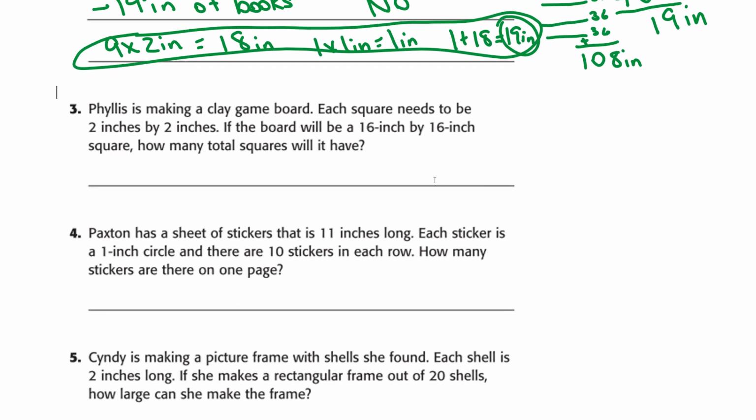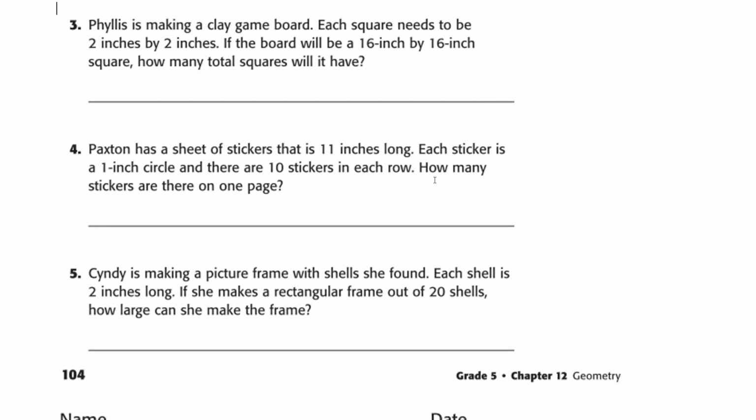Okay? Let's read number 3. Phyllis is making a clay game board. Each square needs to be 2 inches by 2 inches. If the board will be a 16-inch by 16-inch square, how many total squares will it have? That seems easy peasy lemon squeezy if you could just draw it. I mean, you could draw that.